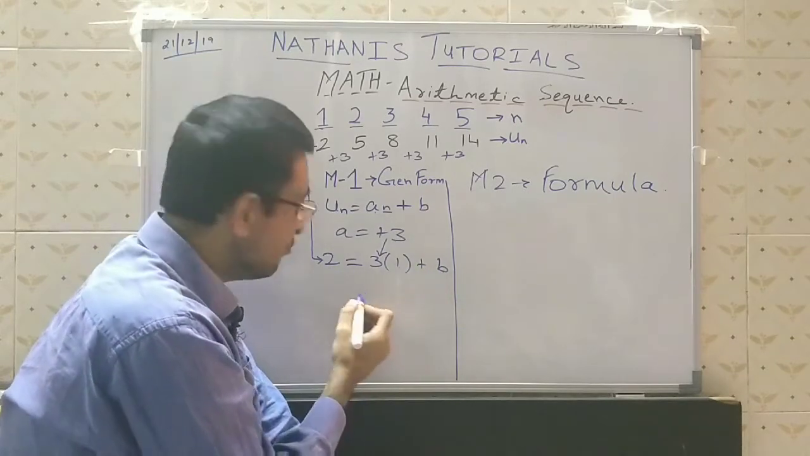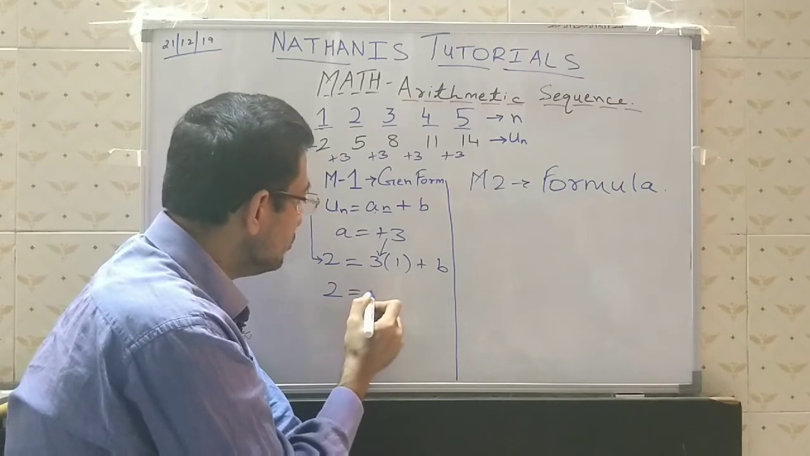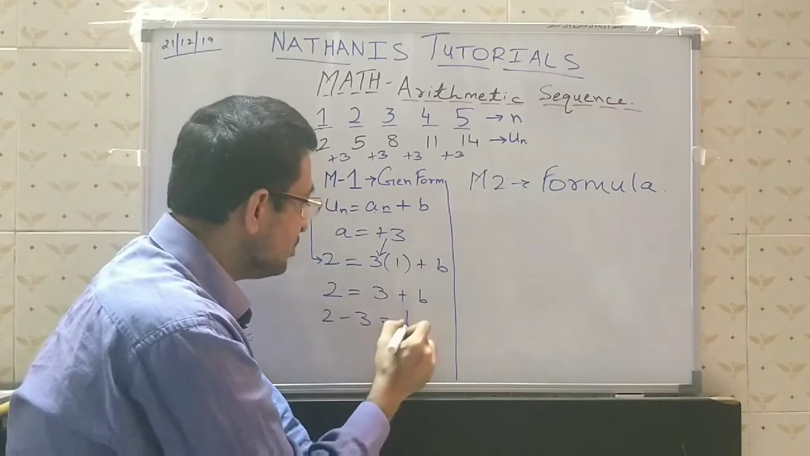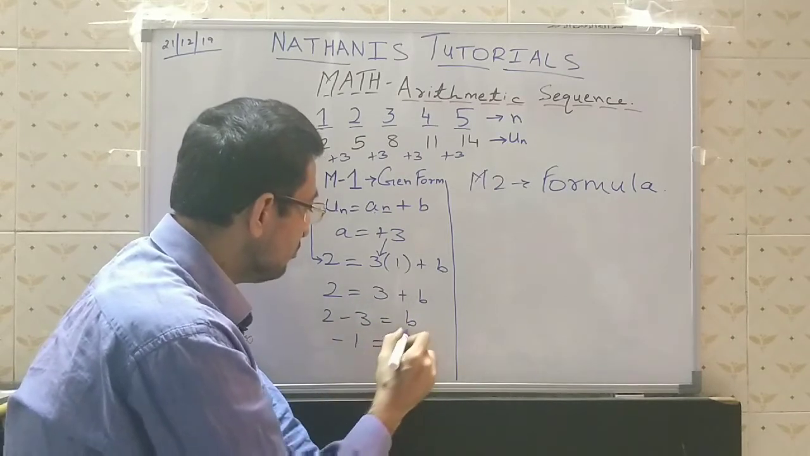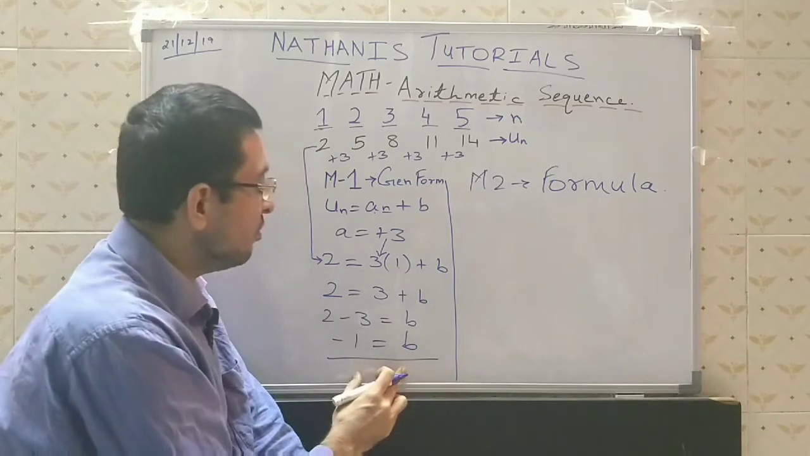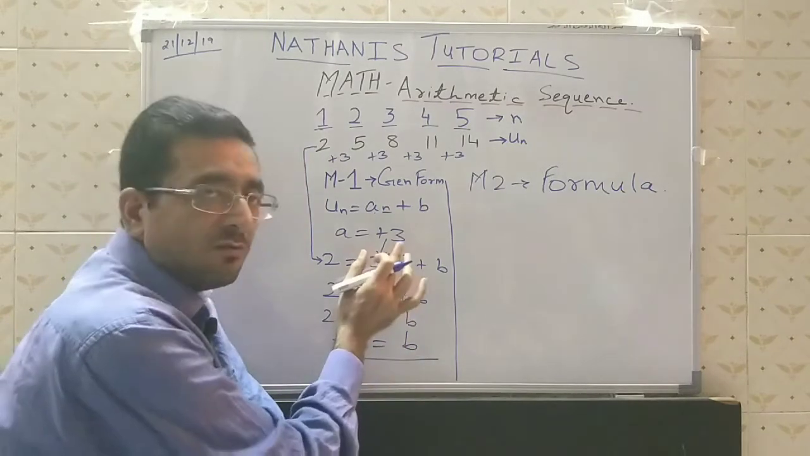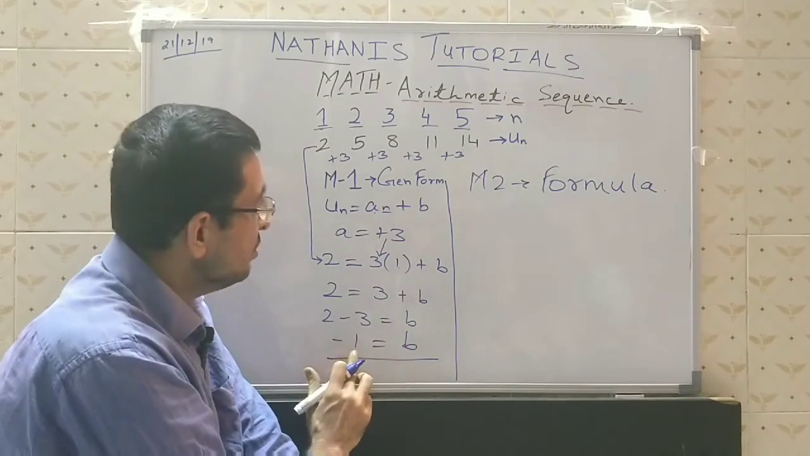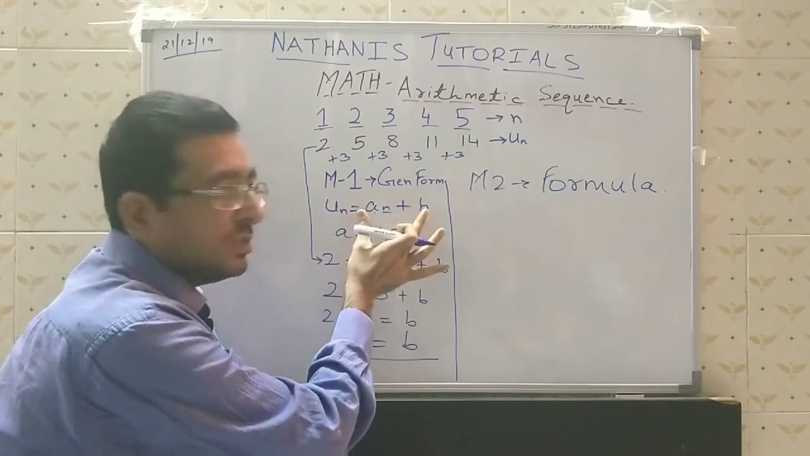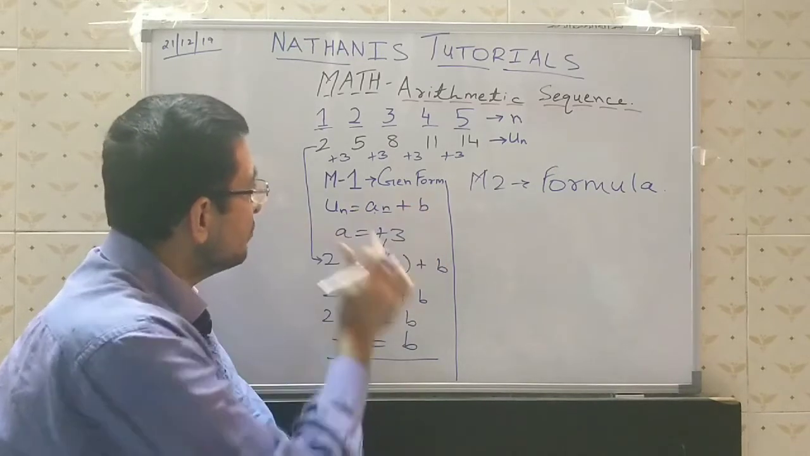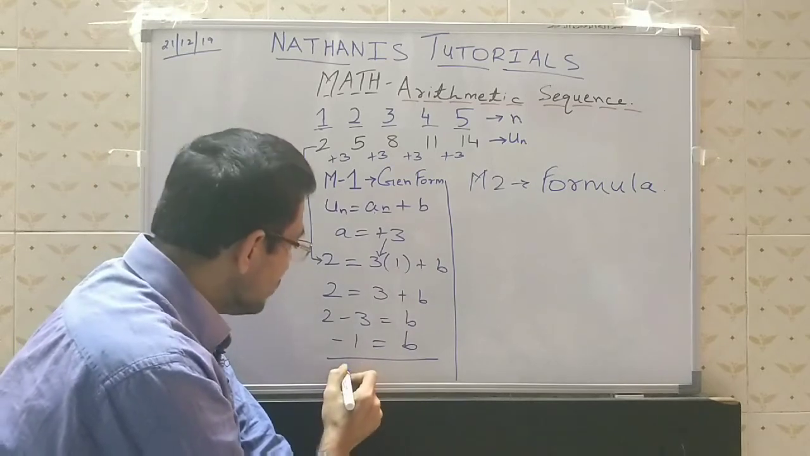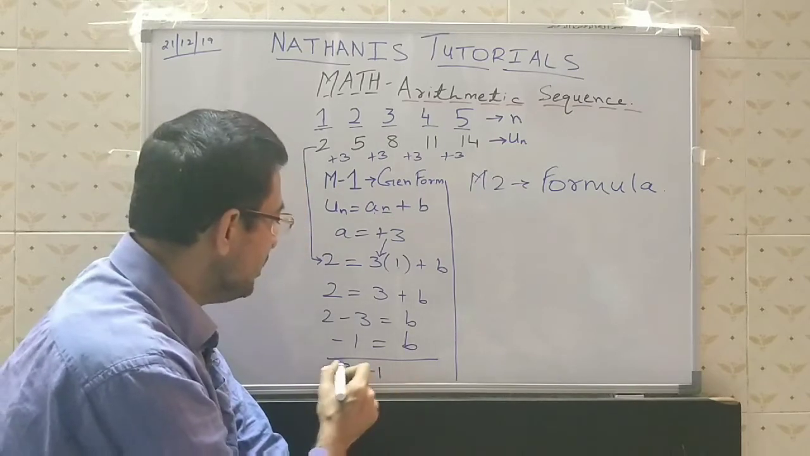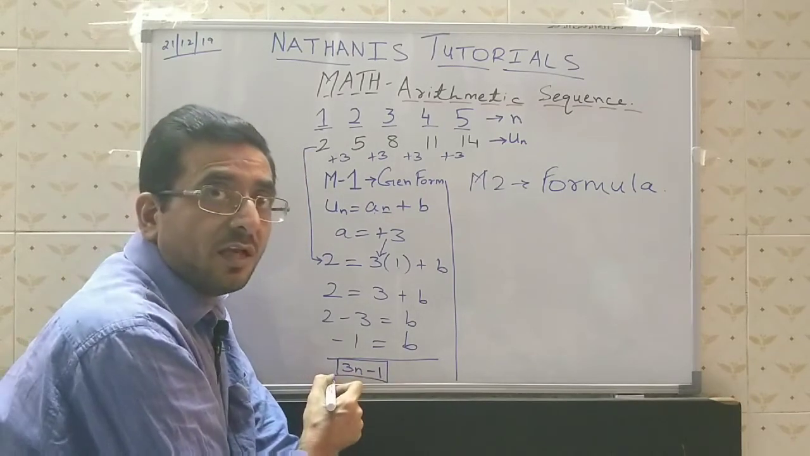So let's find out the value of B. 2 equals 3 plus B. So 2 minus 3 equals B. Minus 1 equals B. So this is the value of B. So finally I have the value of A as plus 3 and the value of B as minus 1. When I write this equation in this form, I'll get the nth term of the sequence. So the final answer is 3n minus 1. 3n minus 1 is the nth term of the sequence.